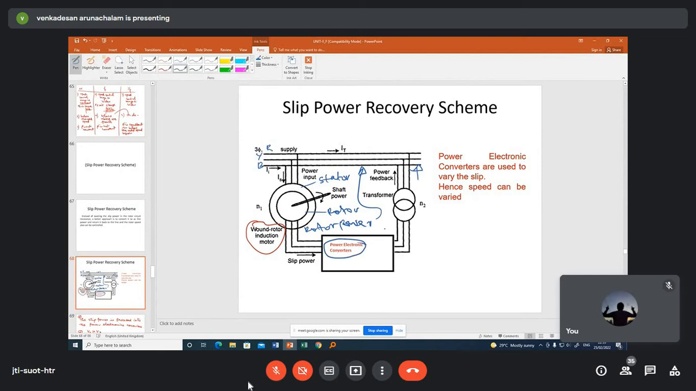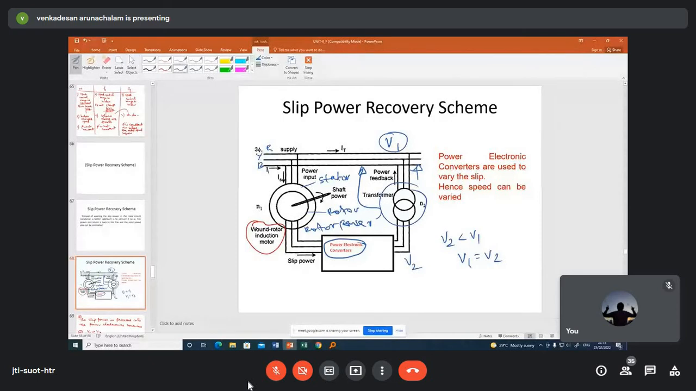Of course, there exists a voltage difference between the lines. Suppose this is the voltage V1, and this is the voltage V2. Because the rotor power will be a little lesser when compared to the stator power, your V2 will always be lesser than V1. So in order to match V1 with V2, sometimes a transformer is required to boost up the voltage.